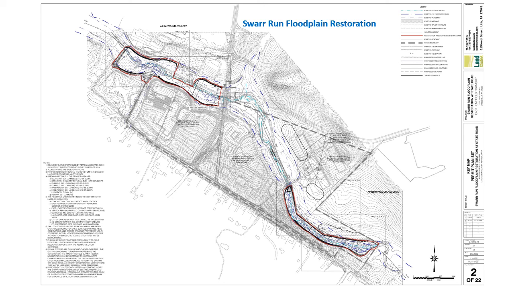Today we're going to take you on a tour of the Swarr Run floodplain restoration. And this is the plan view of the site. This is the design drawings. And you can see the upstream restoration reach that we'll see today, and then a future phase downstream restoration reach.